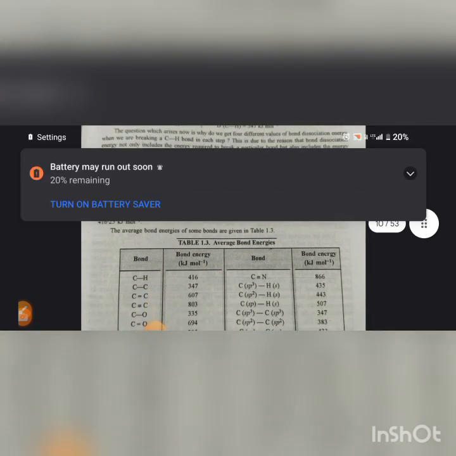The question arises: why do we get 4 different values of bond dissociation energy when we are breaking a C-H bond in each step? This is due to the reason that bond dissociation energy not only includes the energy required to break a particular bond but also includes the energy changes which accompany the process of hybridization of the carbon atom, which is different in each step. Evidently, the average bond energy per mole of C-H bond in methane is 416.25 kilojoule per mole.